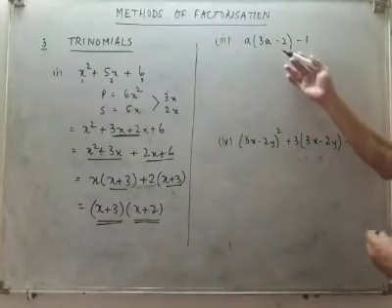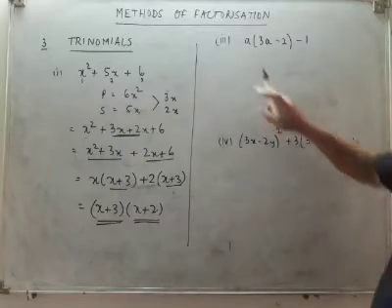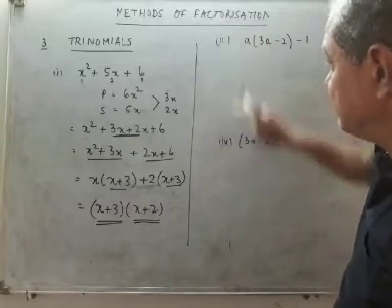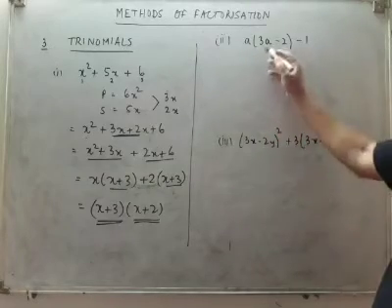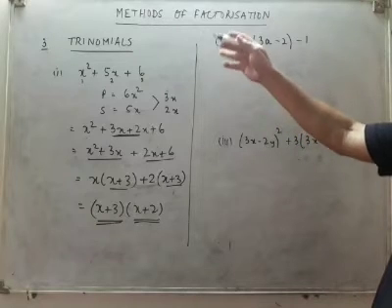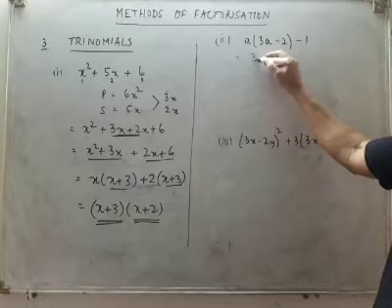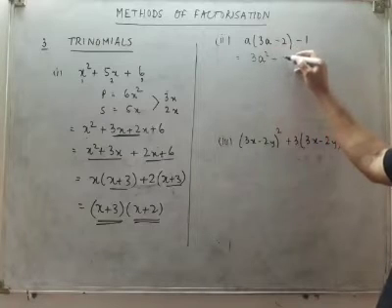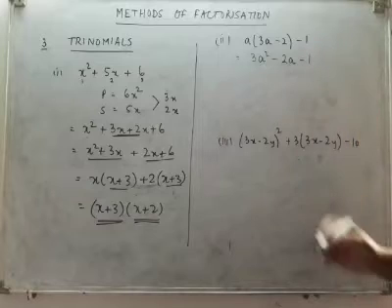We'll try the third example, then we'll come back to another example, or we'll make this the second example, and we'll make this the third example. Let's see. Now here we don't have an expression of the form ax squared plus bx plus c. So we open the bracket here. What will you get here? You will get 3a squared minus 2a minus 1.